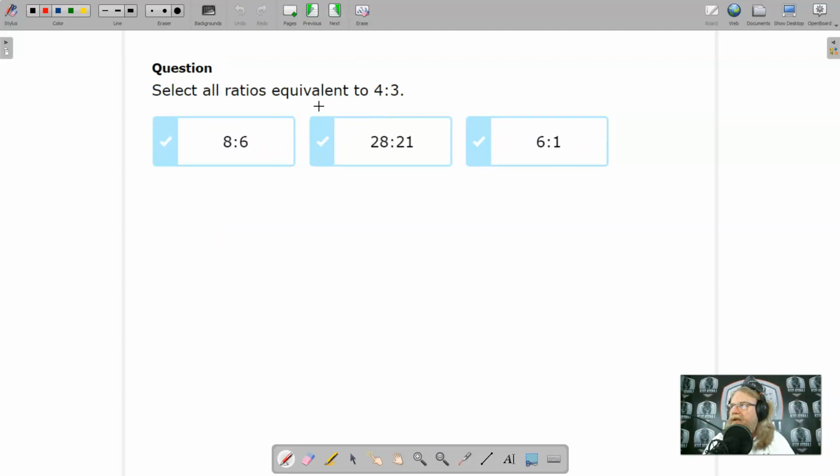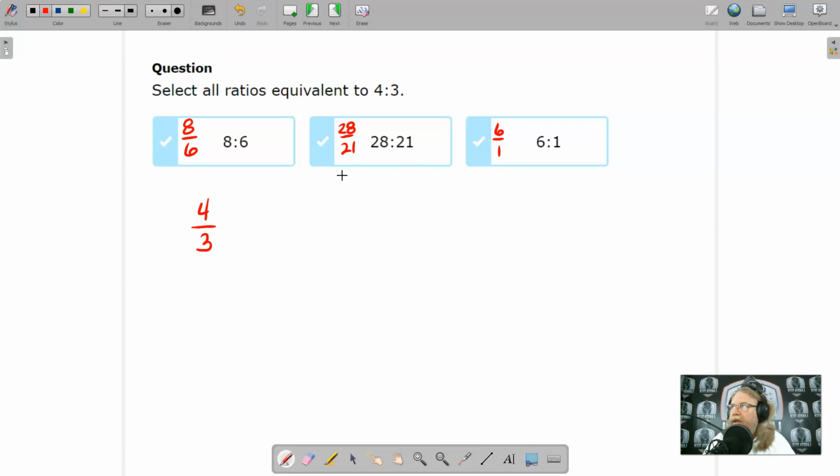Select all the ratios equivalent to 4 over 3, or 4 is to 3. So let's go ahead and check this out. 8 is to 6, 28 is to 21, and 6 is to 1. Well, 6 is to 1, that's an improper fraction, and so is 4/3. So make sure that all of these are indeed improper fractions. If we had a ratio that sets up to be an improper fraction, we're comparing it to another ratio that sets up to be an improper fraction, or vice versa. If they're not both proper, or they're both not improper, then we know that they're not going to be equivalent to one another.